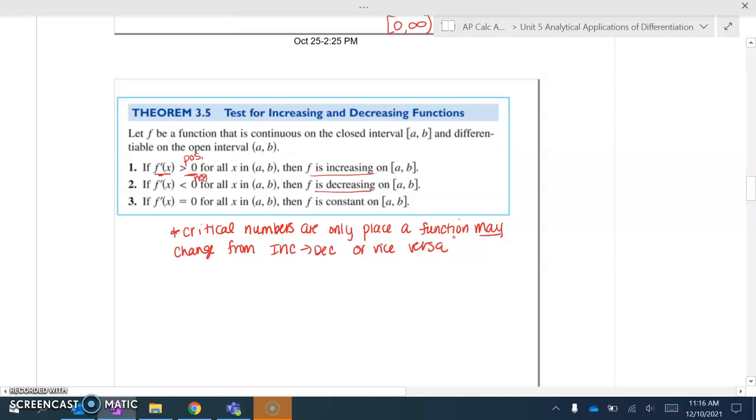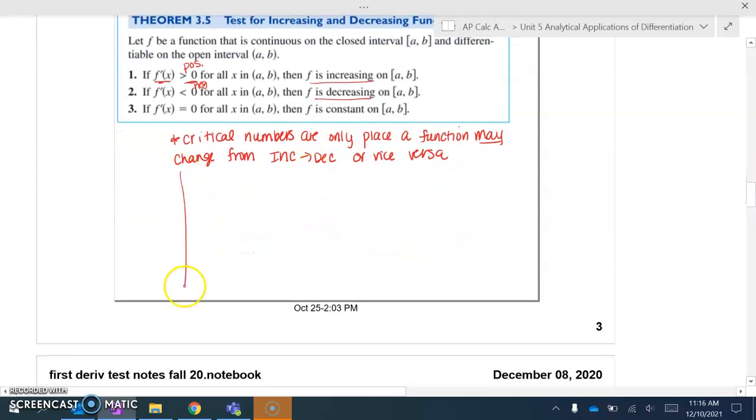So I'm going to show you a couple different pictures here and why I emphasize the word "may." If I have something like this, I think we're all clear that this is a relative max, and if you think about it, it was changing from increasing to decreasing. Here we have a relative min, and we're changing from decreasing to increasing.